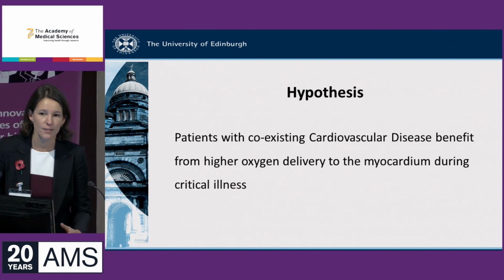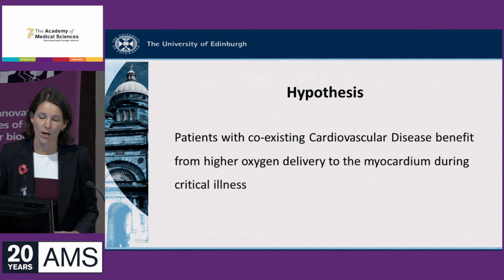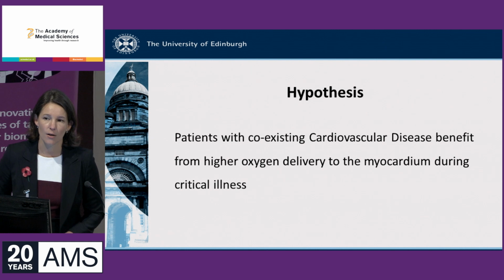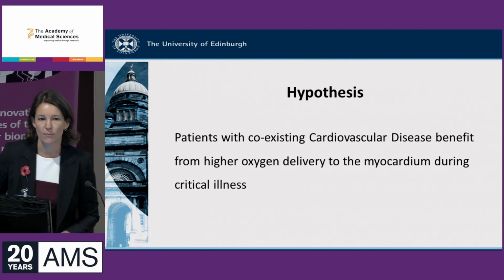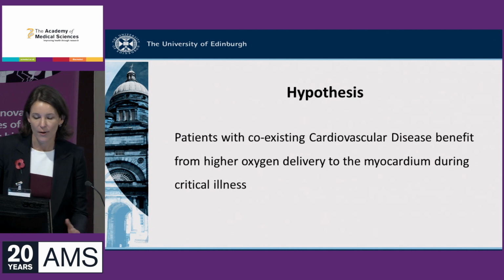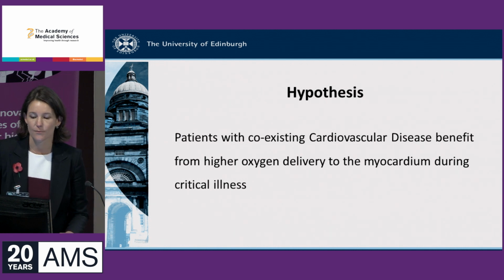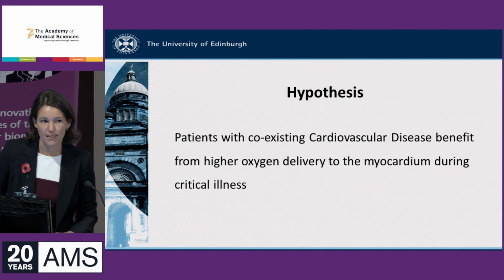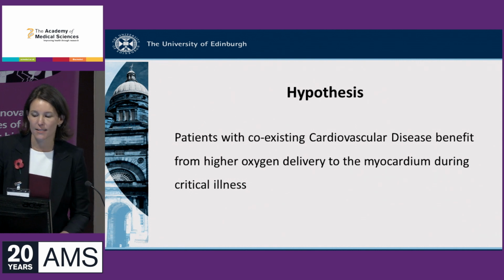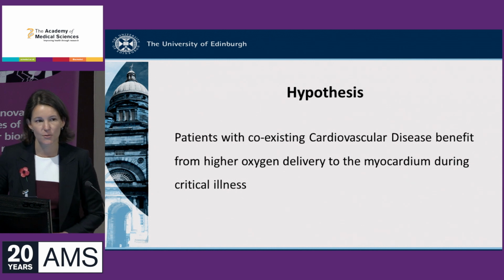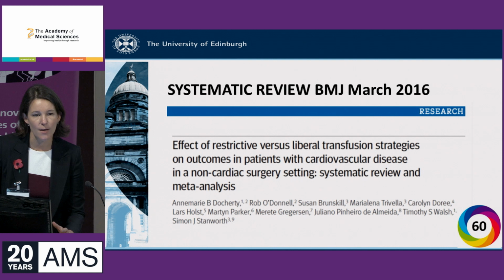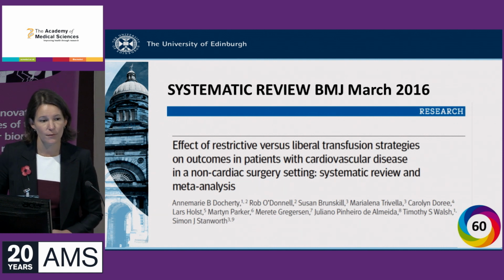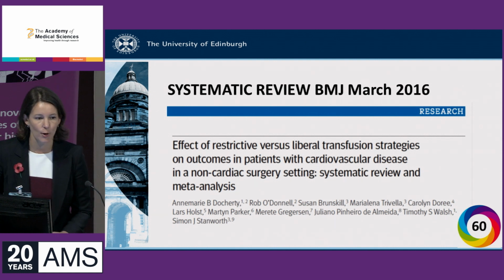When we then add in critical illness with tachycardia and hypotension, reducing coronary artery perfusion, and an increase in global and myocardial oxygen demand, we have a very vulnerable myocardium. And so my hypothesis is that patients with coexisting cardiovascular disease benefit from higher oxygen delivery to the myocardium during critical illness. One of the main determinants of oxygen delivery to the myocardium is hemoglobin.